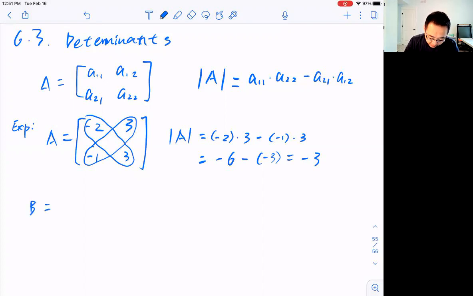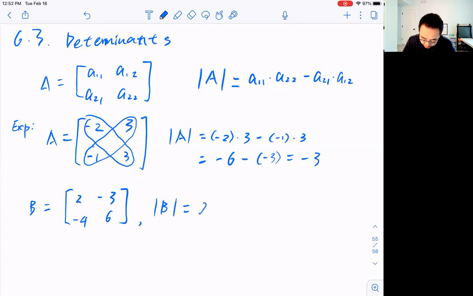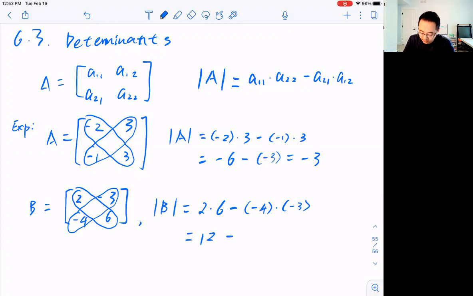Now, what if we have another matrix that is 2, -3, -4, and 6? Then its determinant, B, is 2 times 6, the product on the main diagonal, minus -4 times -3, the product on this diagonal. That gives you 12 minus, and -4 times -3 is +12, so it gives you 0.